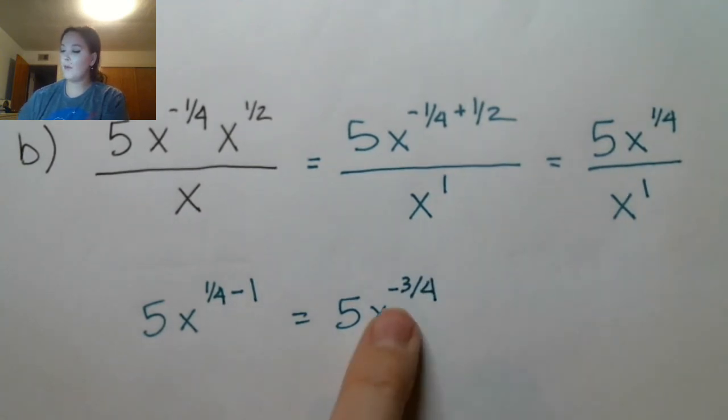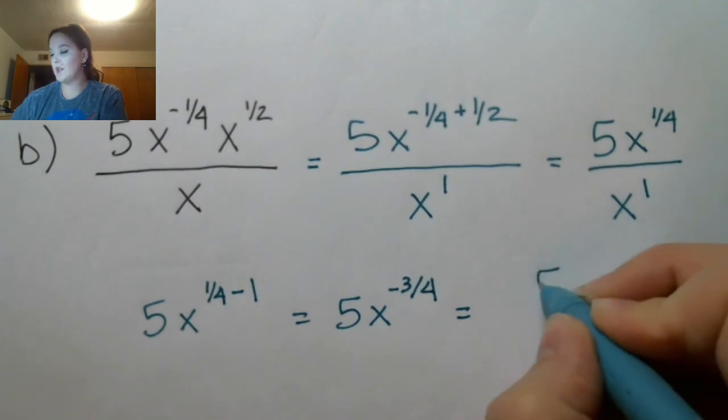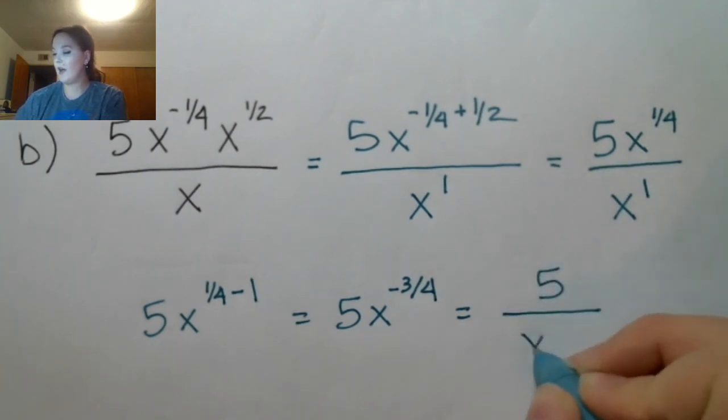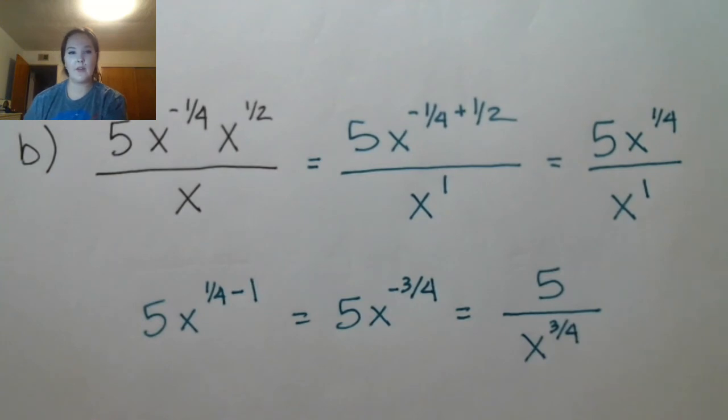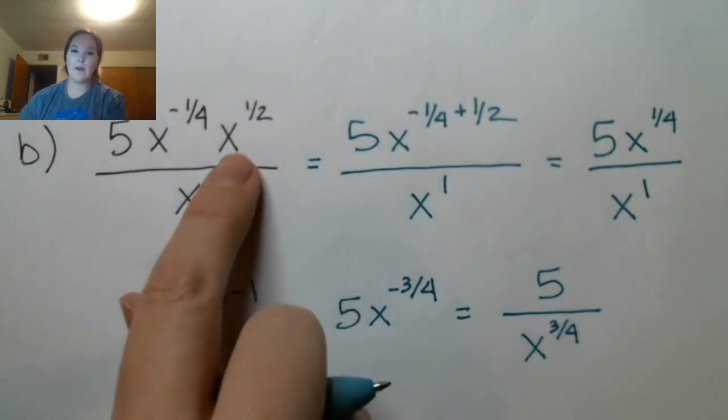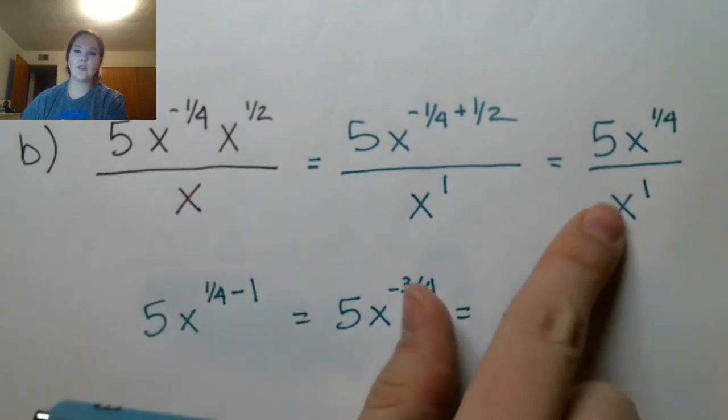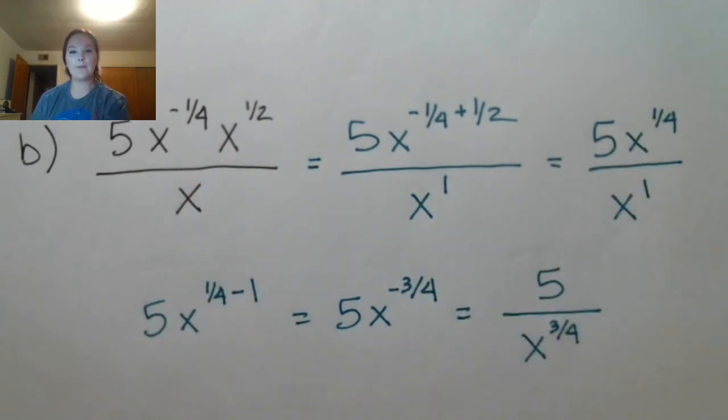And I remember that the negative exponent moves into the denominator: 5 over x to the 3/4. So that's the method where you simplify the numerator first and then combine the two.